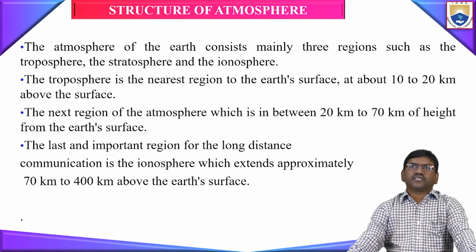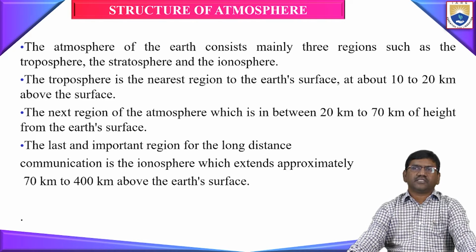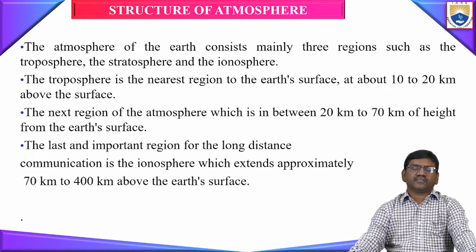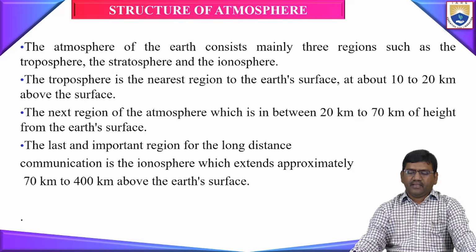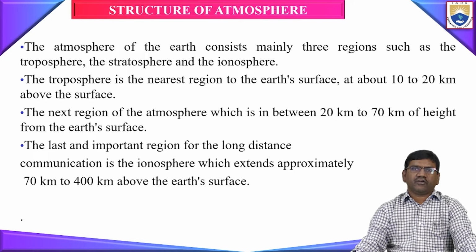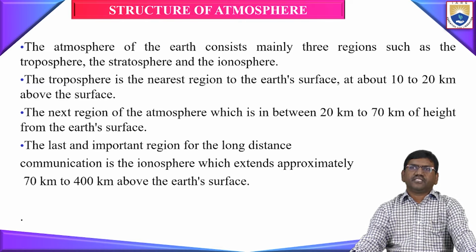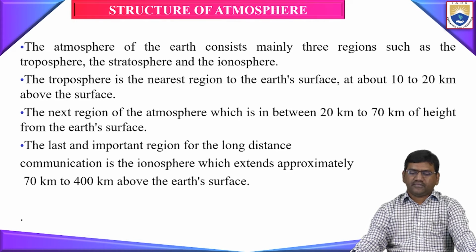We know that the atmosphere consists of mainly three regions: the troposphere, the stratosphere and the ionosphere. The troposphere is the region nearest to the Earth's surface, about 10 to 20 kilometers. The zone between 10 and 20 kilometers above the surface of the Earth, we call the tropospheric zone. The next region of the atmosphere is between 20 and 70 kilometers of height from the Earth's surface. The last and important region for long distance communication is from 70 to 400 kilometers above the surface of the Earth.